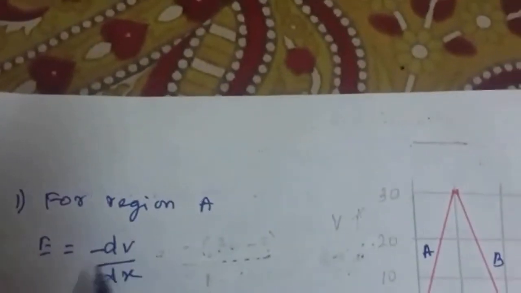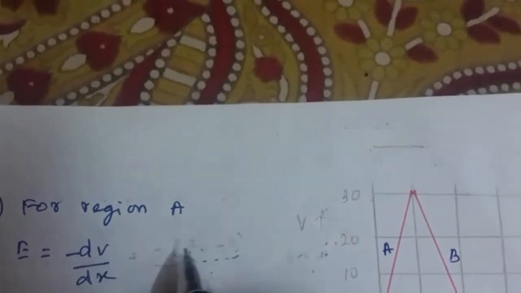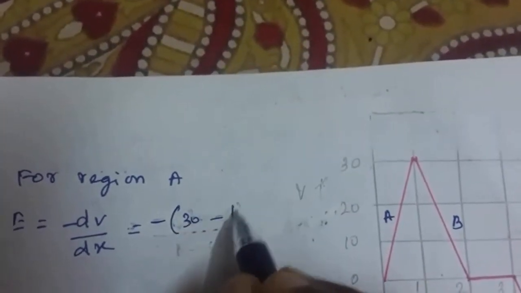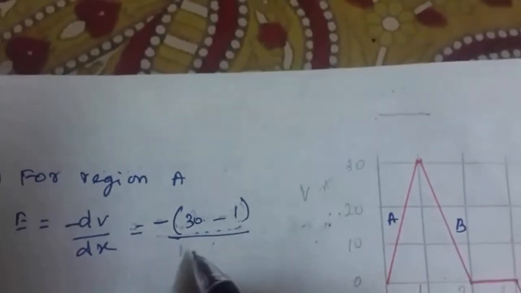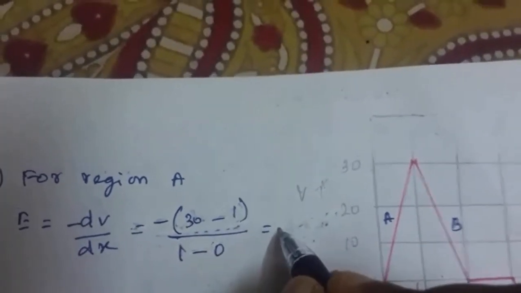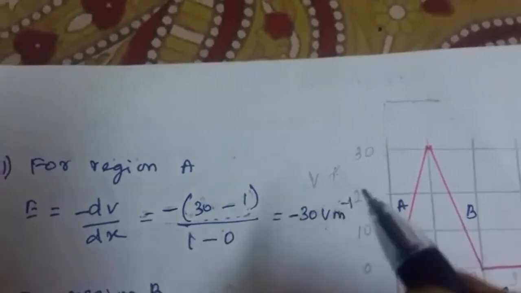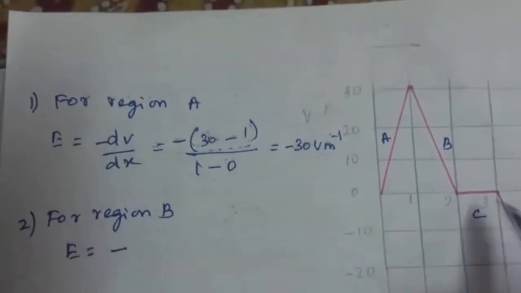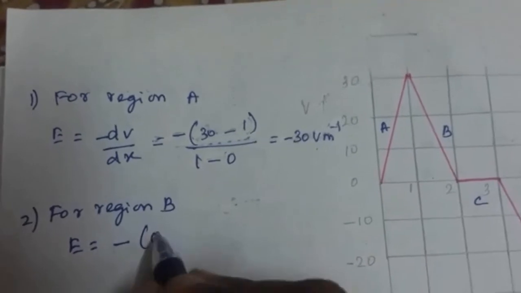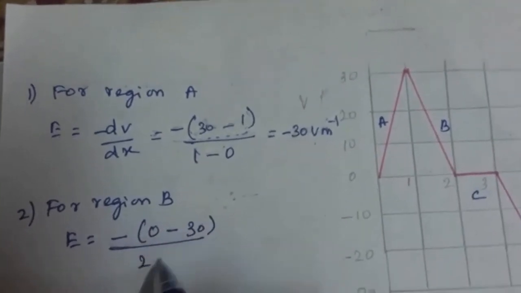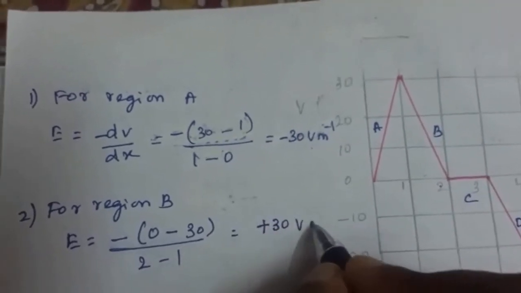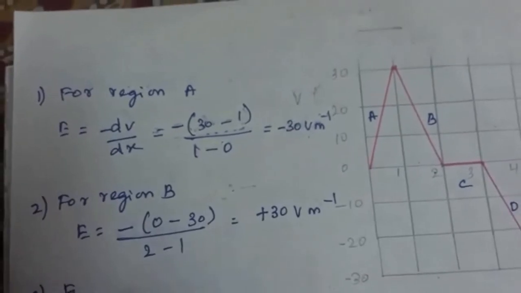For region A, the electric field can be found out by E is equal to minus dV by dx, that is final potential minus initial potential. That is minus of, final is 30, initial is 1, divided by the distance 1 minus 0. So that is minus 30 volt per meter. Now for region B, your final is 0, initial is 30. So it is 0 minus 30 divided by 2 minus 1, so it is plus 30 volt per meter.